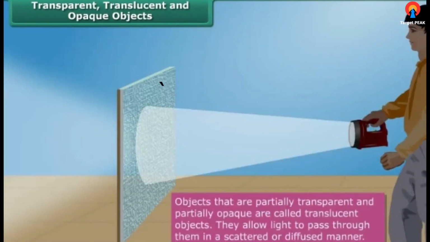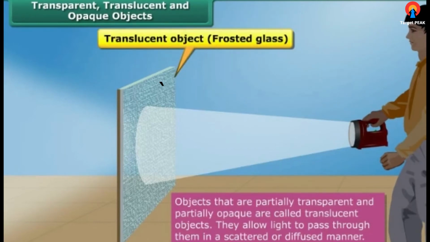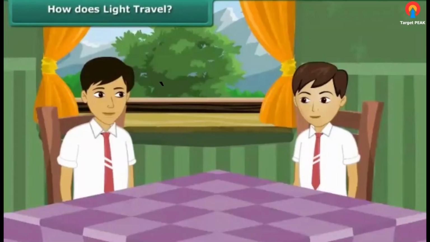Objects that are partially transparent and partially opaque are called translucent objects. They allow light to pass through them in a scattered or diffused manner. Frosted glass, tracing paper, greased paper, etc. are examples of translucent objects.